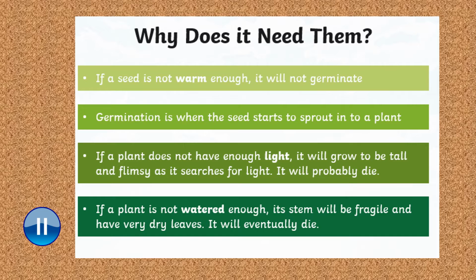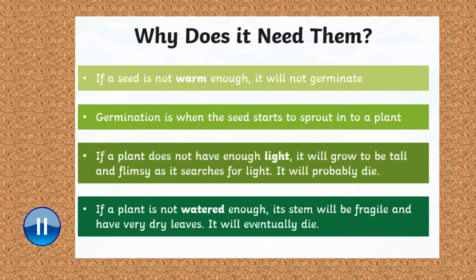So why does it need them? Well, if a seed is not warm enough, it will not germinate. That means the seed won't pop open to start to grow. Germination is when the seed starts to sprout into a plant. If a plant does not have enough light, it will grow tall and flimsy as it searches for light, and it will probably die. It will probably look very yellow in colour as well.